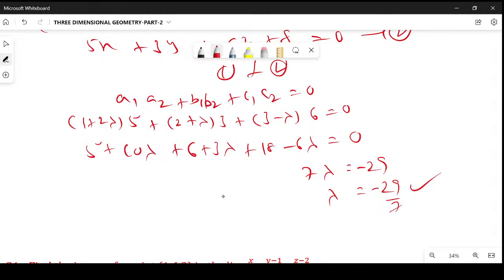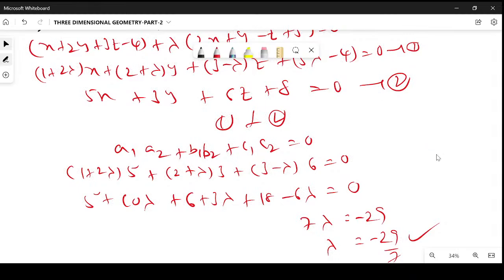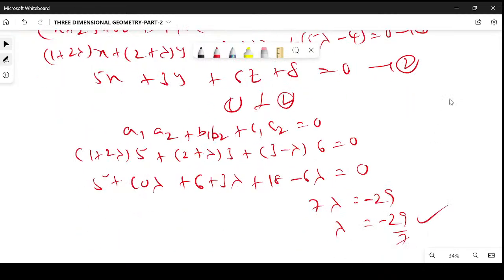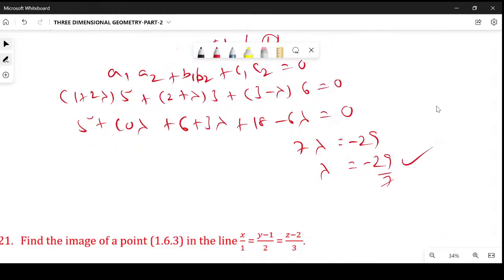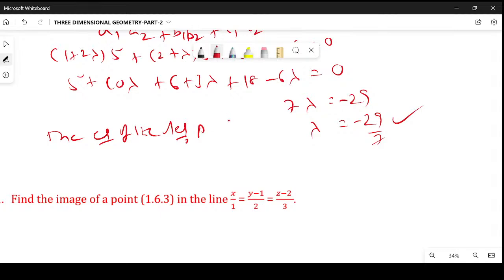I can write the required plane you have taken. The first plane, the equation 3 I have taken: pi 1 plus lambda pi 2 equal to 0. From 1, you can write the equation of the required plane. The equation of the required plane is, I can write this one.